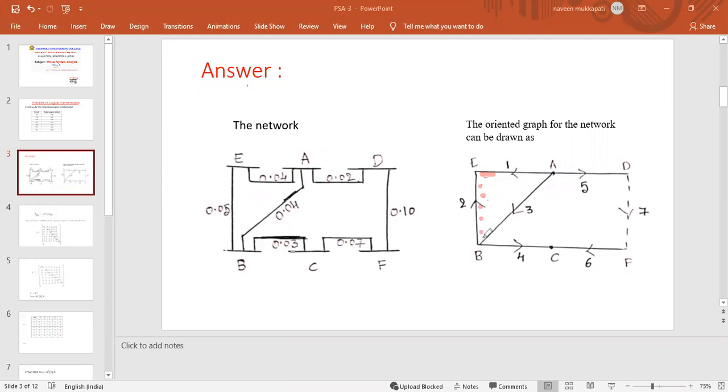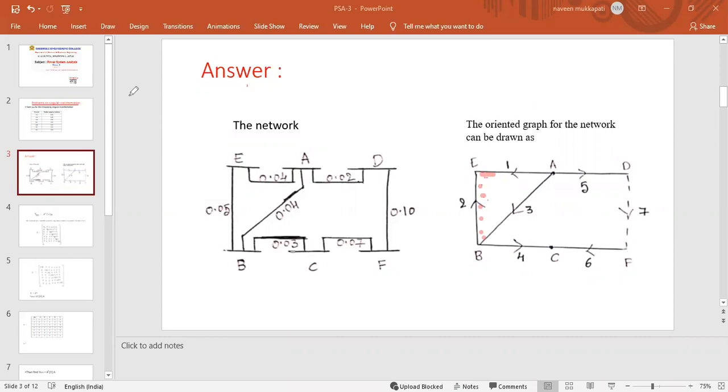Taking element 2 as the link, this is also a link, and element 7 is also a link. Then it is called the oriented graph.